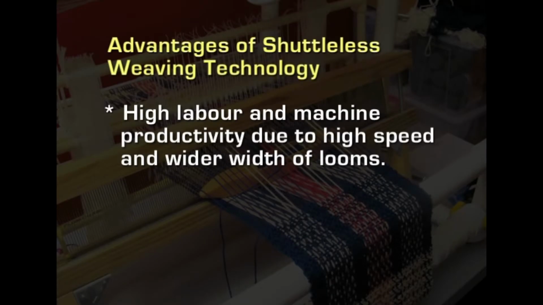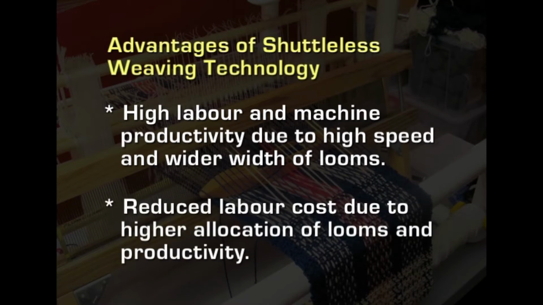High labor and machine productivity due to high speed and wider width of looms. Reduced labor cost due to higher allocation of looms and productivity. In case of shuttle looms or automatic looms, if one worker, for example, looks at X number of machines, maybe he is looking at around 10 looms. In case of shuttleless looms, one weaver can look after more than 10 looms because most of it is automatic, the rate of production is high. So, this is reducing the labor cost.